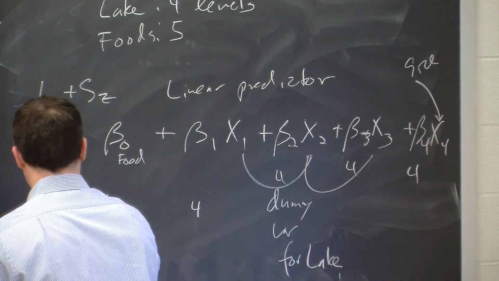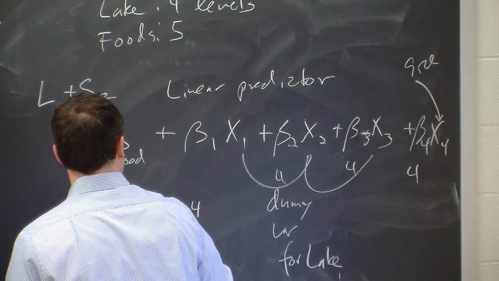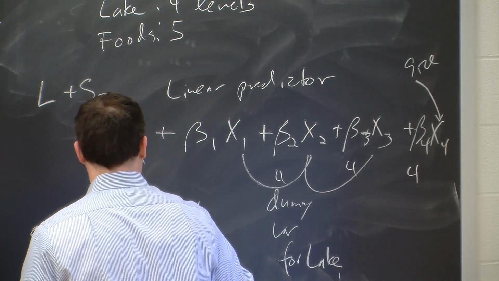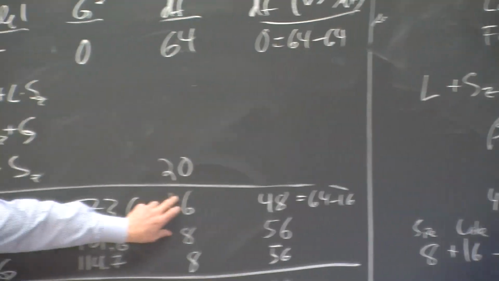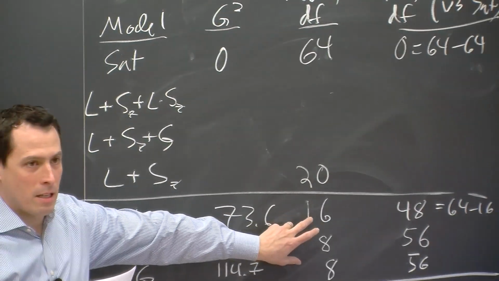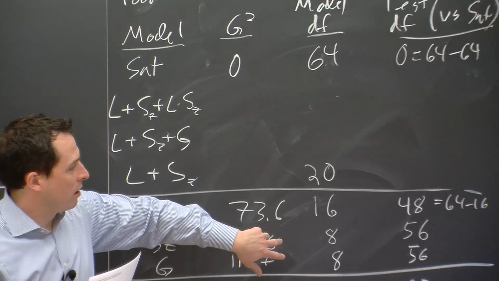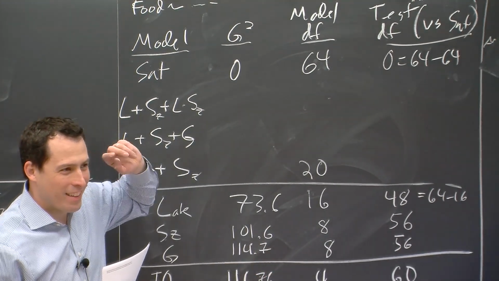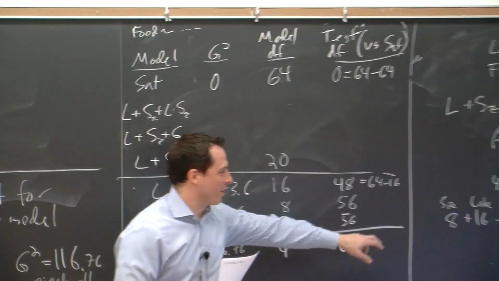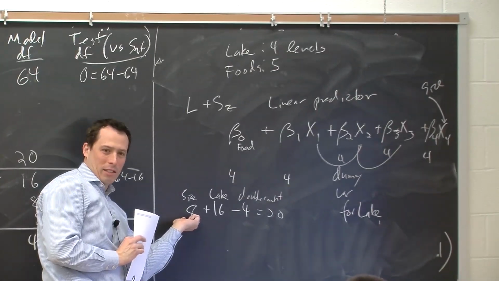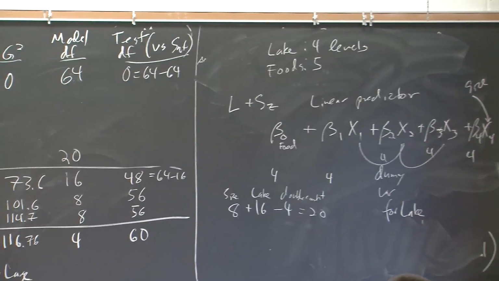Or 8 for size, plus 16 for lake, minus 4 for things that I double counted. What did I double count? If I just added these, what would I have double counted? Which parameters? I heard it. The intercept, right? The degrees of freedom for this model includes the intercept. This also includes the intercept. So I have to subtract the intercept because I've double counted it. There are different ways of getting to the same answer.